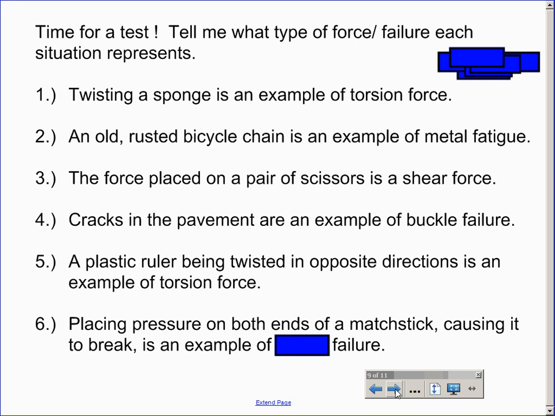And last but not least, placing pressure on both ends of a matchstick, causing it to break. It's an example of what kind of failure? Buckle failure. Thank you, grade 7.